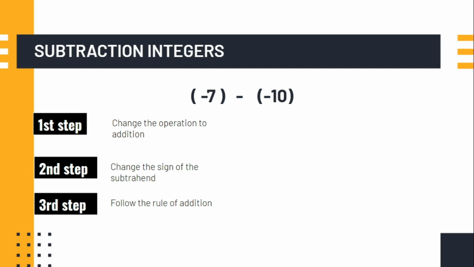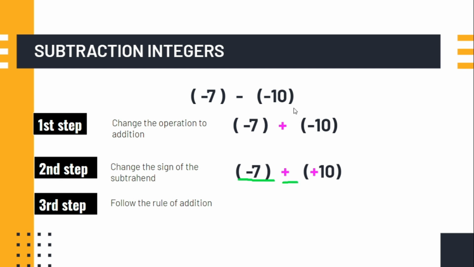Negative 7 minus negative 10. Again, change the operation to addition. So, it becomes negative 7 plus negative 10. Okay? Second step, negative 7 plus still, but instead of negative 10, it became positive 10. Okay? What changed there, teacher? The operation became plus instead of minus. The negative 10 became positive 10.